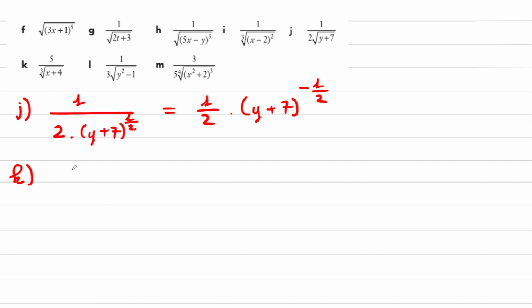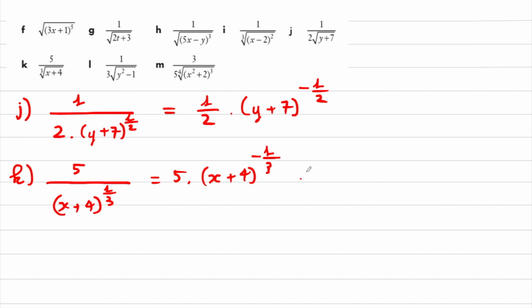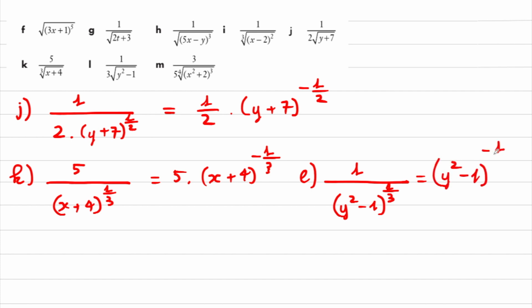Question K, you will have x plus 4, and then you have a cube root, which means 1 over 3 here, and you will have x plus 4 to the power of minus 1 over 3. So about L, y squared minus 1 and then 1 over 3 here. Y squared minus 1, you get minus 1 over 3. Question L, we finished. Yeah, minus 1 over 3.